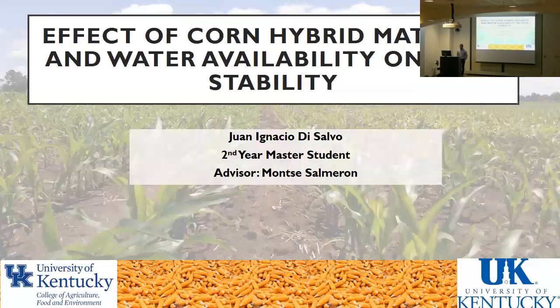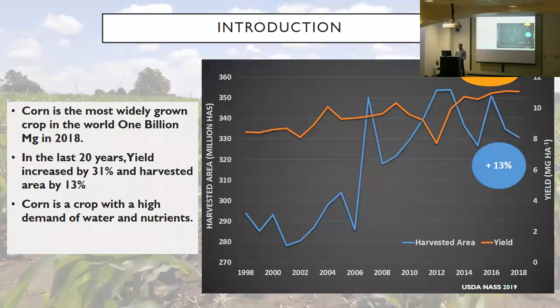Today I will be presenting part of my thesis results, titled Effect of Corn Hybrid Maturity and Water Availability on Yield Stability. As you may know, corn is one of the most widely grown crops in the world, with around 1 billion tons in the last year. But as you can see in this figure, in the last 20 years, the harvested area of corn in the US has increased by 13% and yields by 31%.